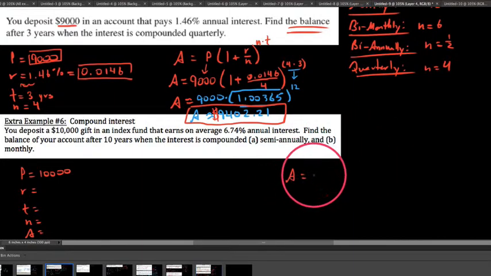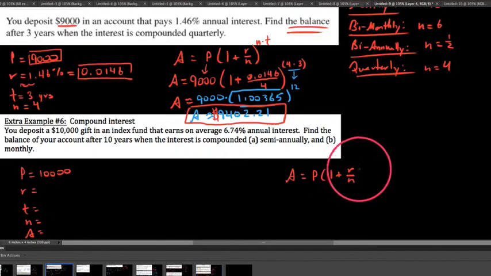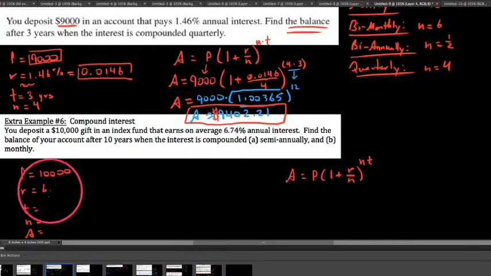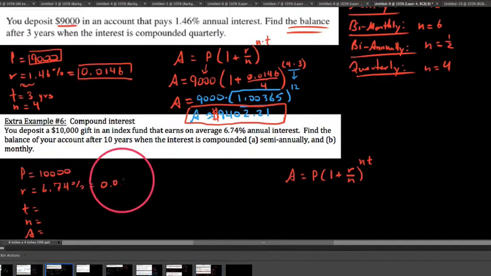We could say that the amount is equal to the principal times 1 plus the rate over n times per year, to the nt power. Our rate: it says we have a $10,000 gift in an index fund that earns on average 6.74%. Yikes, that's pretty good. So 0.0674 is our decimal. Our time: it says find the balance of your account after 10 years when the interest is compounded semi-annually, but also monthly.